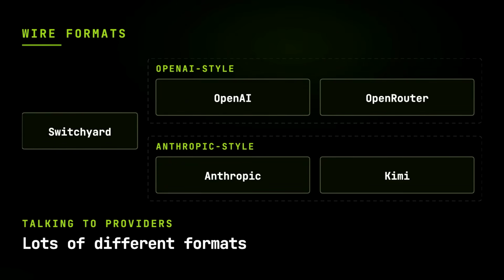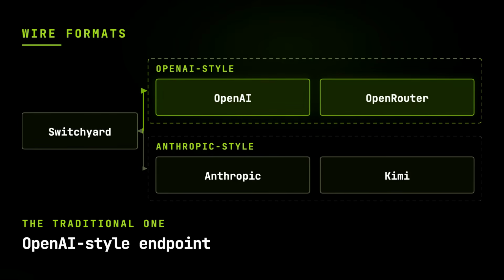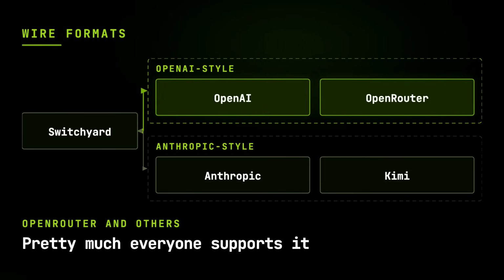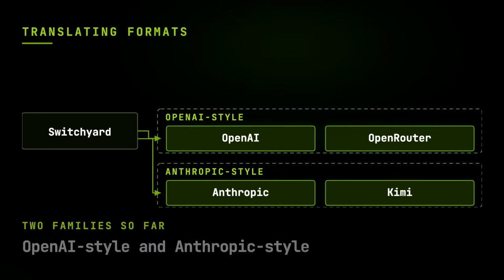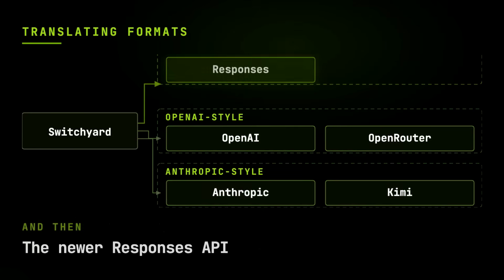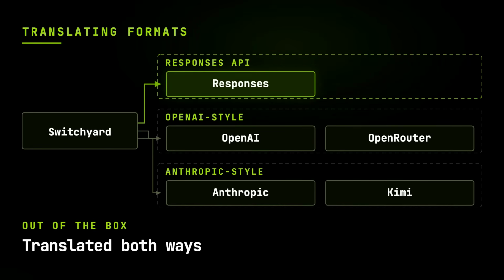One of the cool things that I like about this a lot is that we know now there are lots of different formats for sending data to the various providers and getting data back from the various providers. You've got things like the traditional OpenAI endpoint, which pretty much everyone supports, on things like OpenRouter and stuff like that. But you've also got the Anthropic style endpoints, which a number of companies like Kimi and I think some others started to support as well. And then you've got things like the newer OpenAI responses API endpoints. And this can automatically out of the box translate what's going into an endpoint like that and what's coming back from an endpoint like that.